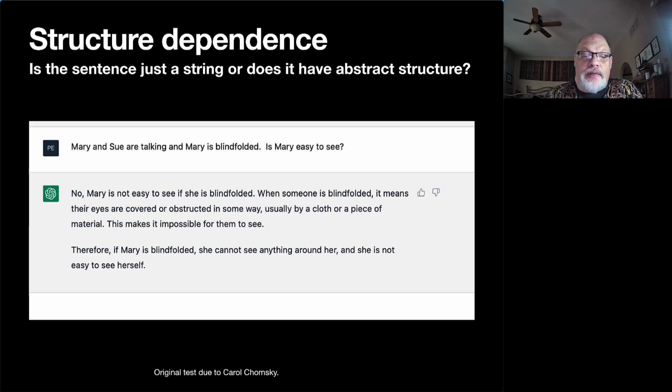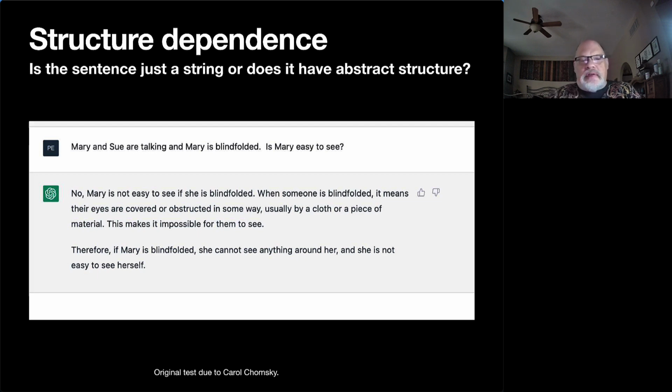When someone is blindfolded, it means their eyes are covered or obstructed in some way, usually by a cloth or a piece of material. This makes it impossible for them to see. So ChatGPT is interpreting Mary as the subject of see, rather than the object of see. Therefore, if Mary is blindfolded, she cannot see anything around her, and she is not easy to see herself. This is completely the wrong interpretation. Mary is the object of see, not the subject of see.